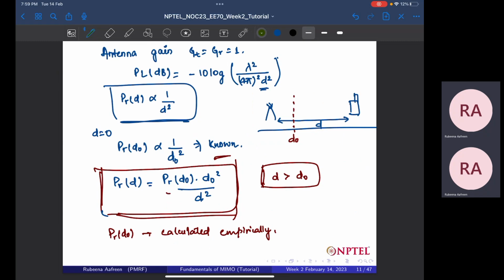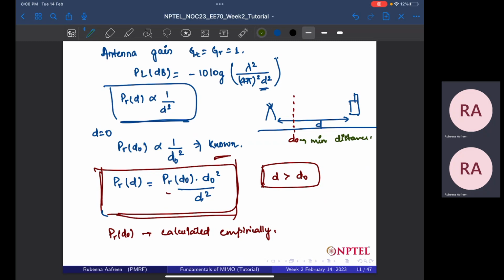Next, we moved on to simplified path loss, where we simplified the antenna gain by taking it as 1. Then we see that the path loss is proportional to 1 upon d square, but there should be some lower limit of d, because d as 0 is not feasible. So now we see that there is some minimum distance d.